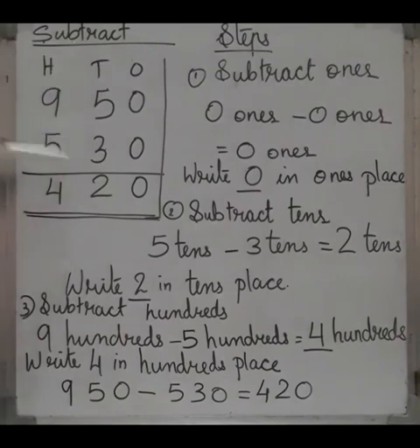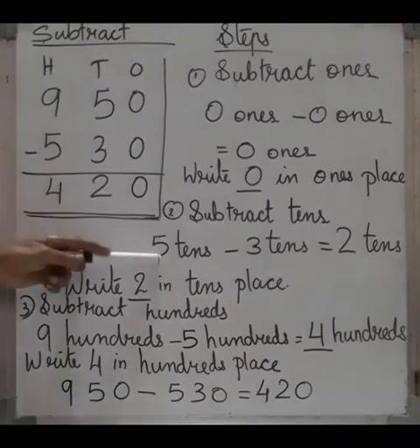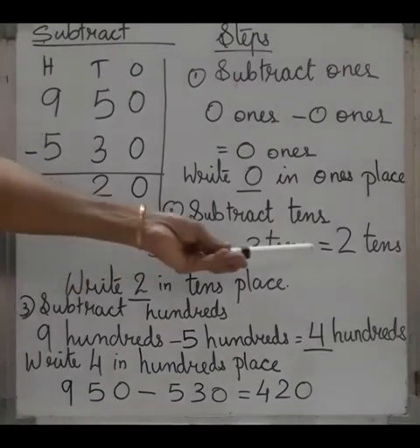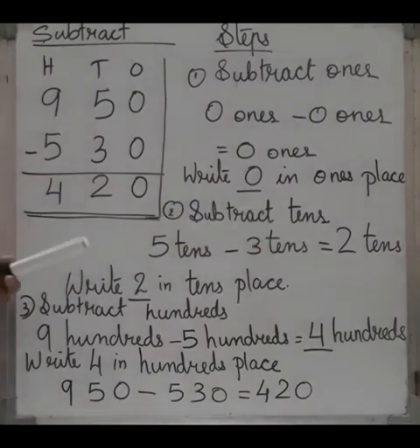Now move to the tens place. Here in tens place there are 5 and 3. 5 tens minus 3 tens. 5 tens minus 3 tens is equal to 2 tens. Write this 2 in tens place. This is tens place. Write this 2 in tens place. Clear?